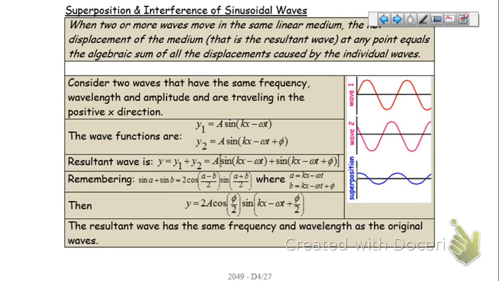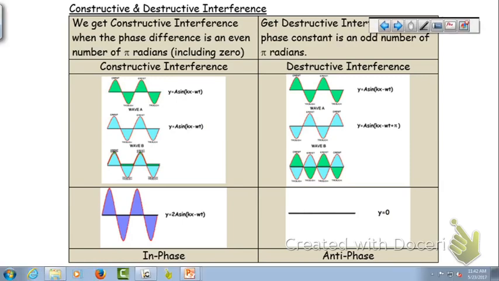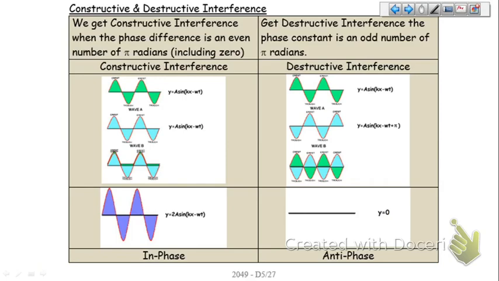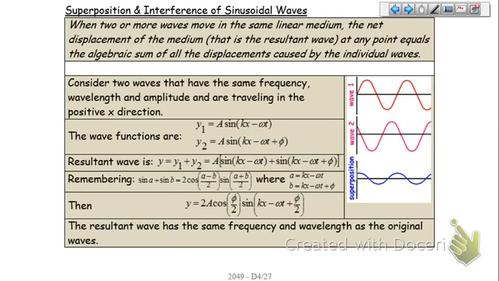When two or more waves occupy a linear medium, the net displacement of the medium, that is the resultant wave, at any point equals the algebraic sum of all the displacements caused by the individual waves.